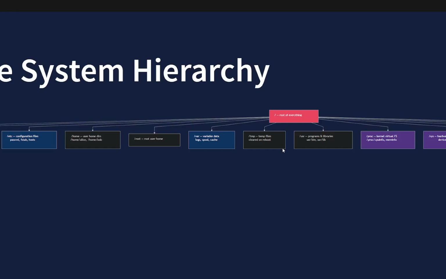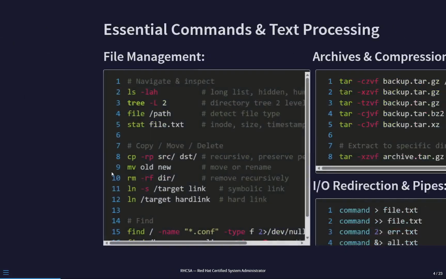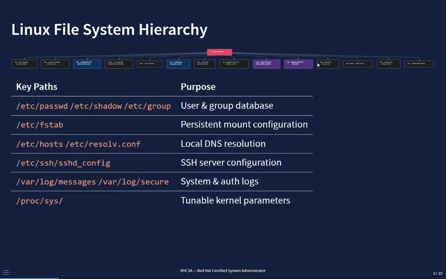/var is variable data: logs, print spools, mail, package caches. /home is where user directories live. /root is the root user's home directory, separate from /home.